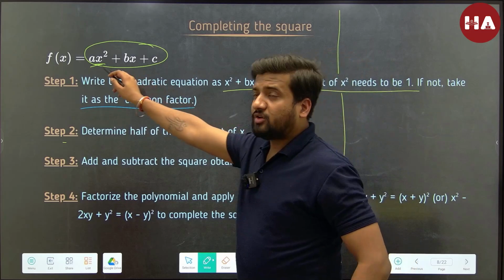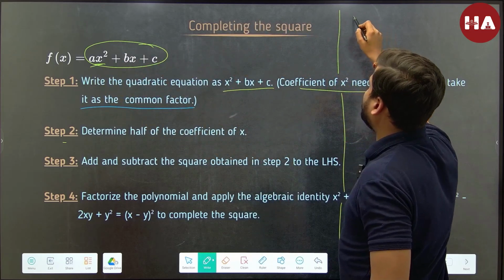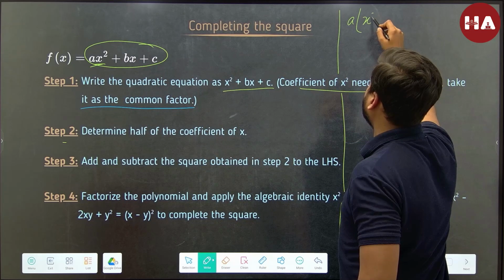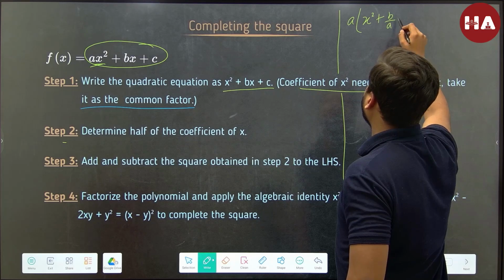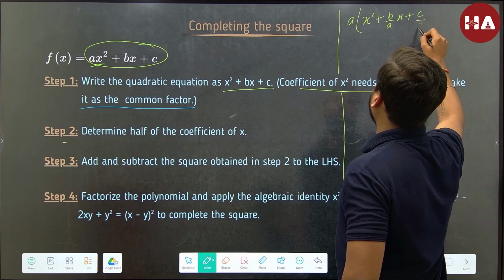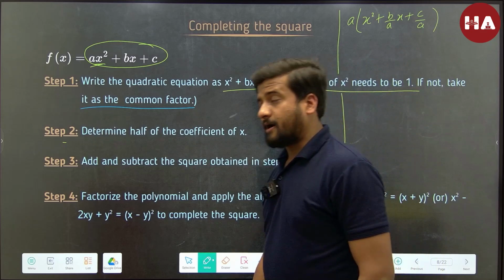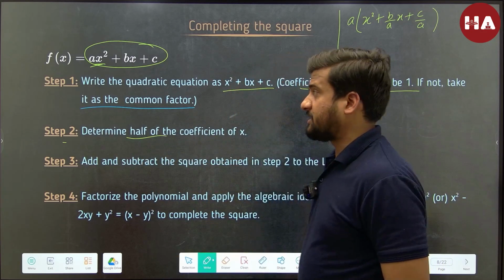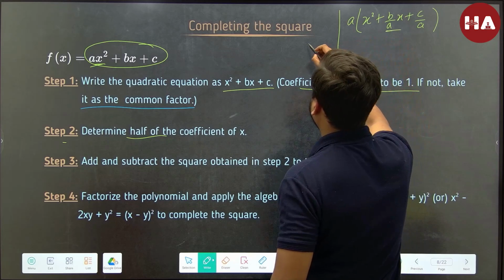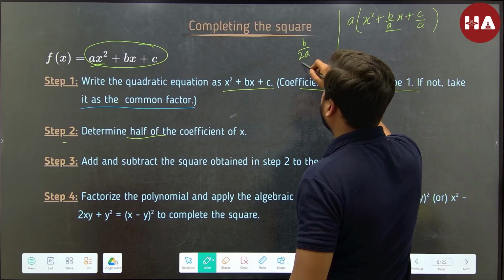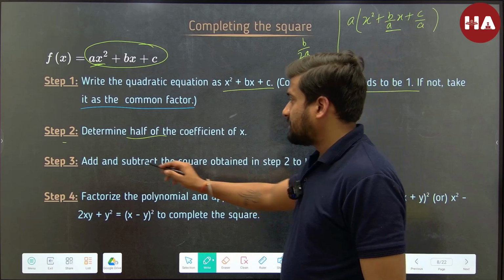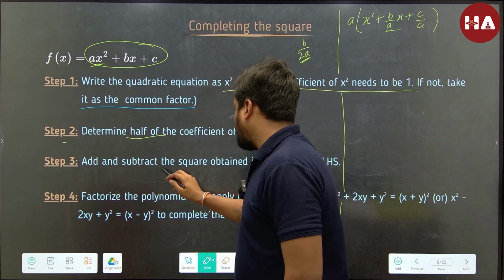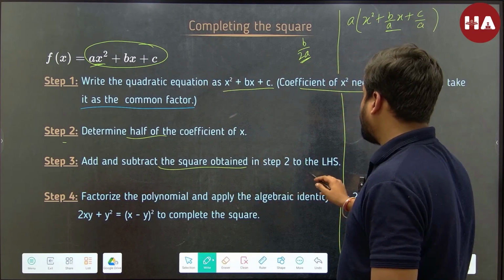So if you take it out common, you will get a times x square plus b over a x plus c over a. Yes. All right. Now determine half of the coefficient of x. So what is half of the coefficient of x? b over 2a. Correct. Now step 3: add and subtract the square obtained in step 2.